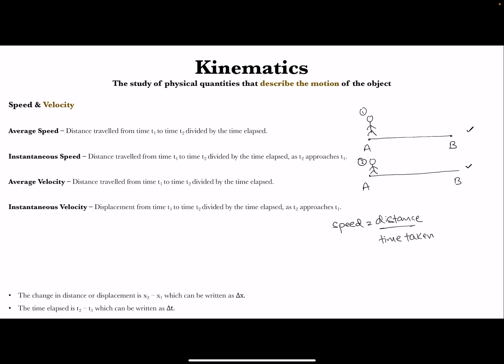Let's say the distance was 10. So person 1 took 5 seconds to cover that distance. So his speed was 2 meters per second. Let's say it's all in meters. But person 2, on the other hand, took 10 seconds. So his speed was 1 meter per second, right?